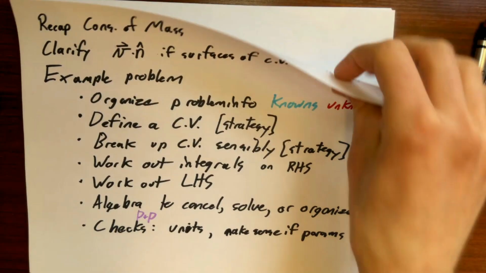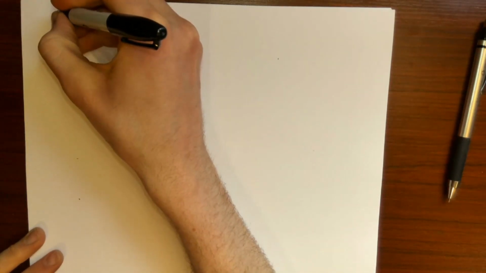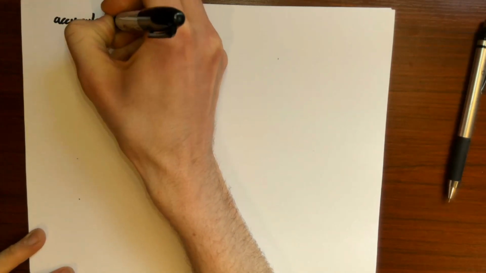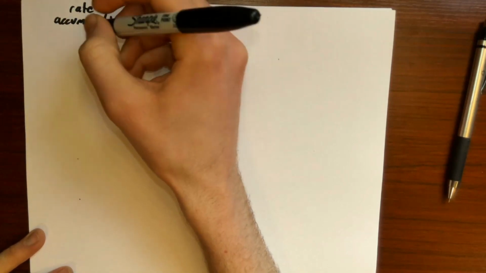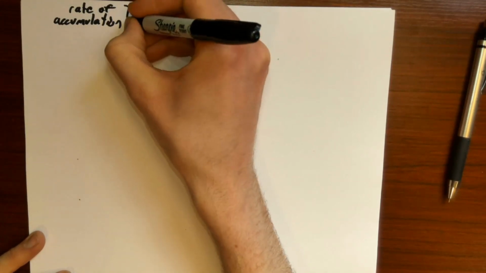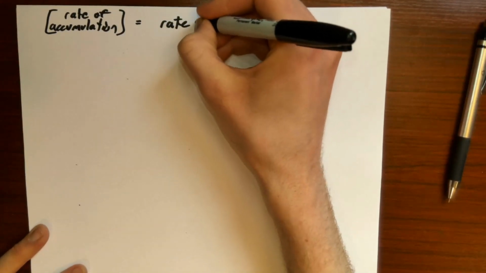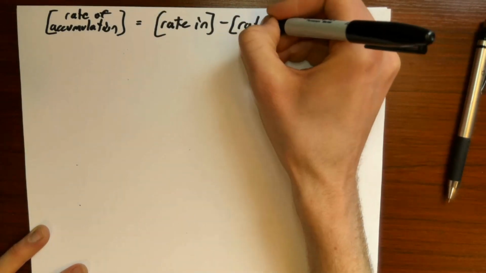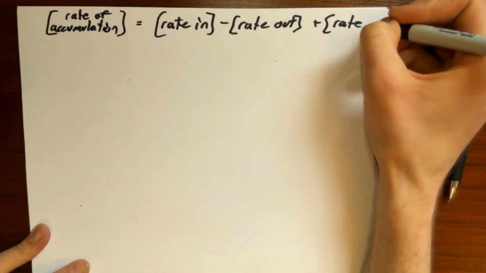All right, so let's do our quick recap of conservation of mass. When we're doing conservation of anything, in general, the rate of accumulation is going to be equal to the rate in minus the rate out plus the rate being generated.